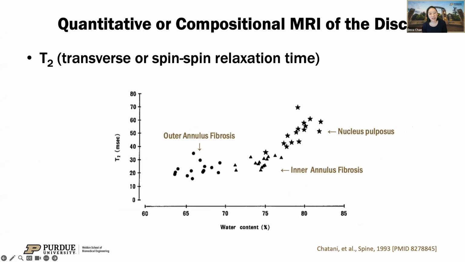Another interesting thing that they noted in this study, though, was that when they looked at T2, there were differences in how it related to water content. And so what they saw was that in the nucleus pulposus, which is indicated by the stars, there was a pretty strong correlation with water content, but that correlation dropped off as they looked at the inner annulus fibrosus and then the outer annulus fibrosus.